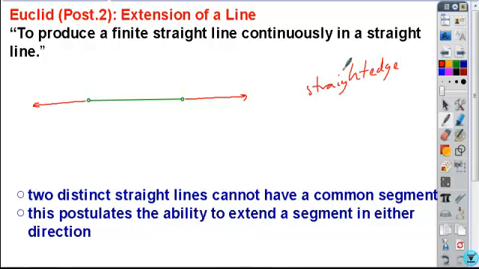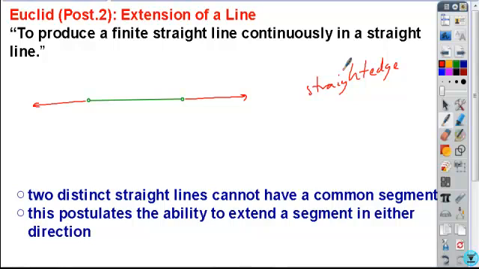And just like with the uniqueness of a line, what this implies is the uniqueness of a segment. No two straight lines can have a common segment. And again, it allows you to extend a segment infinitely in each direction.